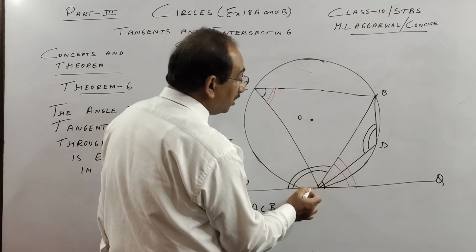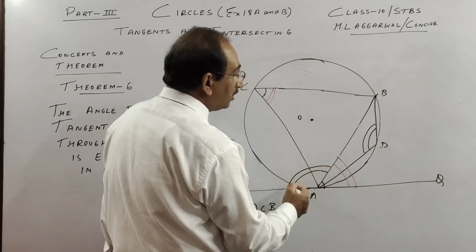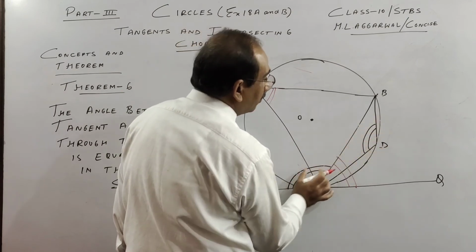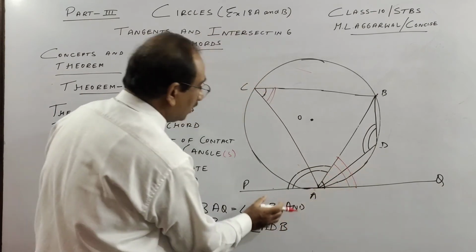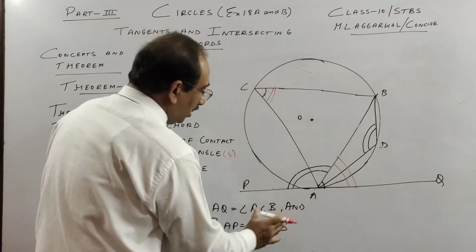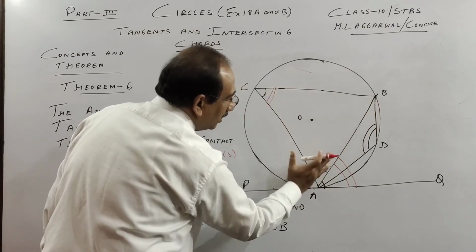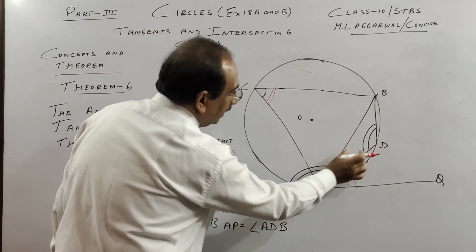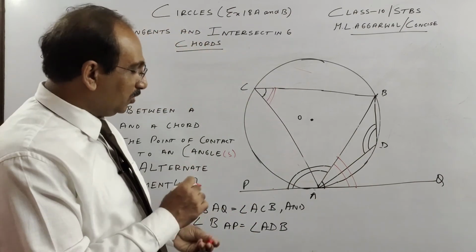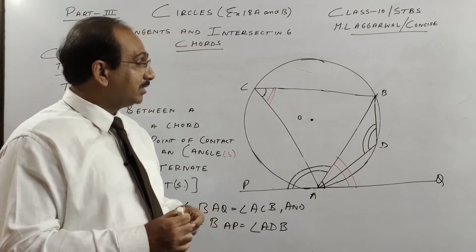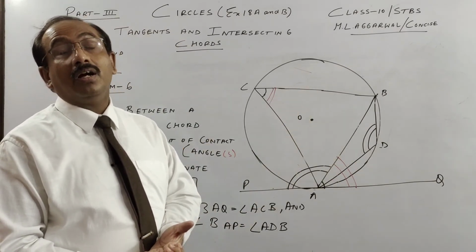Next, this angle which the tangent makes with the chord is in the major segment, and this is equal to this. So see once more, angle BAQ is equal to angle ACB. This I told you. Again, this angle BAP, which is in the major segment, is equal to angle ADC. ADC is in the minor segment. And this, children, is a very useful theorem. Many questions in ICSE you can solve by using this theorem only. Otherwise you cannot get the unknown angles.